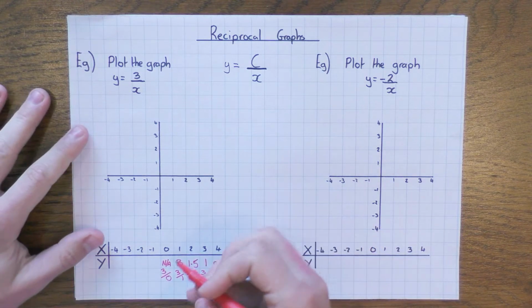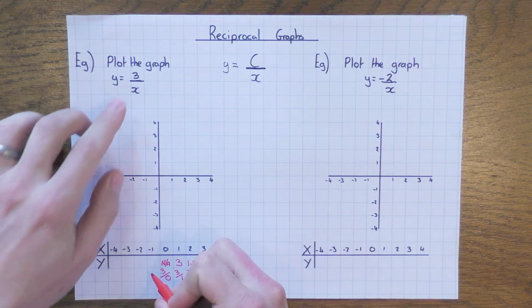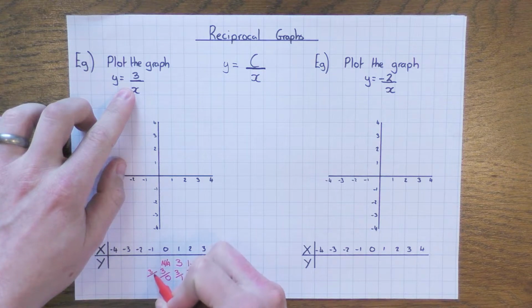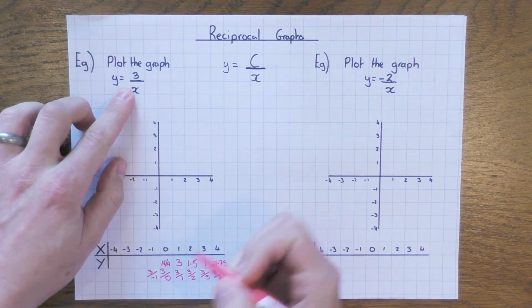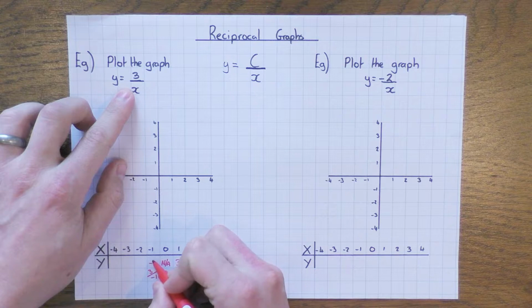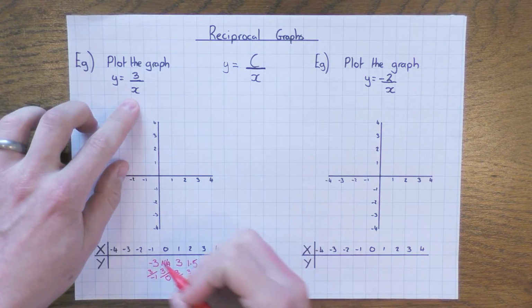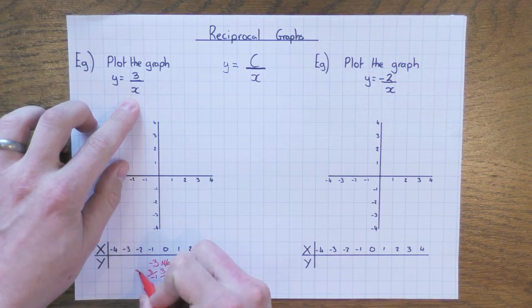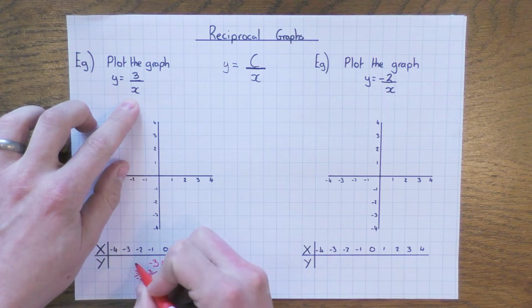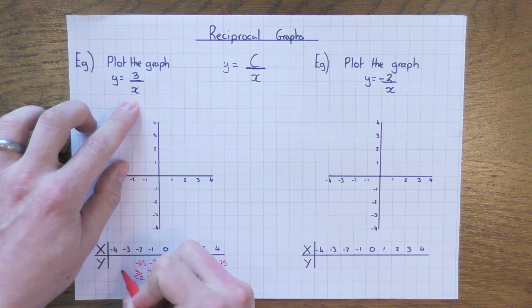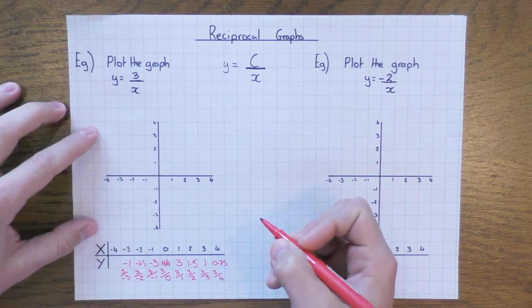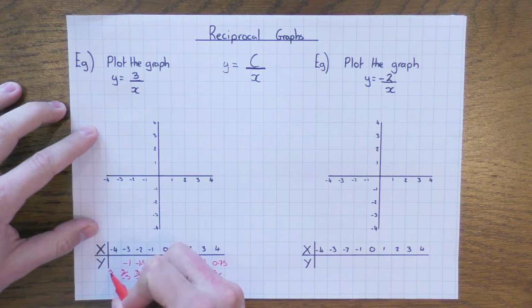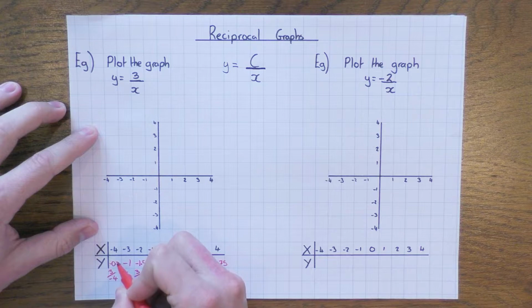And then going backwards, do the negatives. We're going to have 3 divided by minus 1, so 3 divided by minus 1 is minus 3. Carrying on, we have 3 divided by minus 2, so that's minus 1.5. And 3 divided by minus 3, simplified, gets me minus 1. And then finally, 3 divided by minus 4 is minus 0.75.